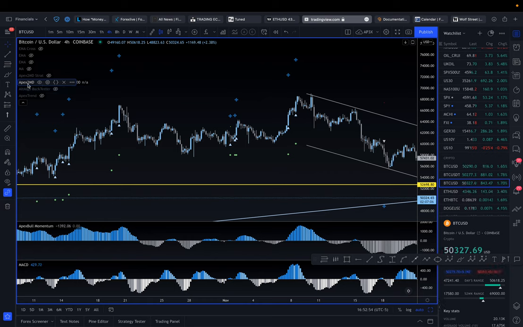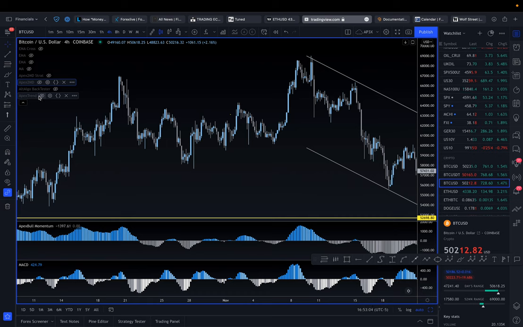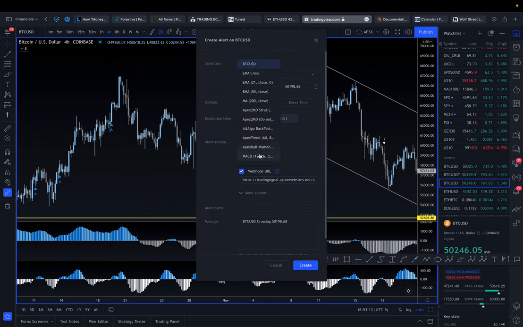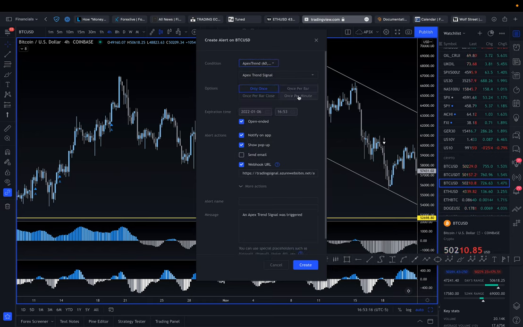I hope, again, you can set the alerts for all of these if you want to, if you like the Apex Trend hedge fund, for example, only. You can set the alert for Apex Trend, set it for once per bar close and open-ended. And you can write a message, like an Apex Trend signal was triggered. You can even use webhook to send alerts to your Telegram if you want to, or send an email or a pop-up notifying you in the app on your phone.